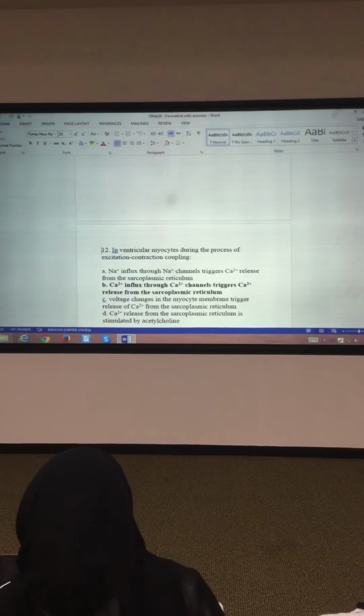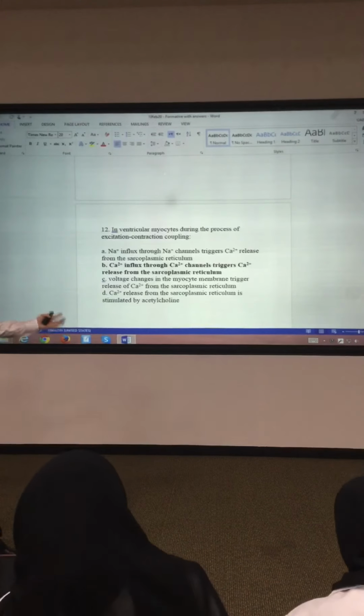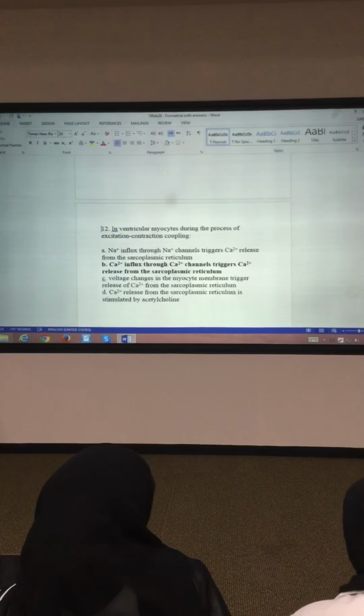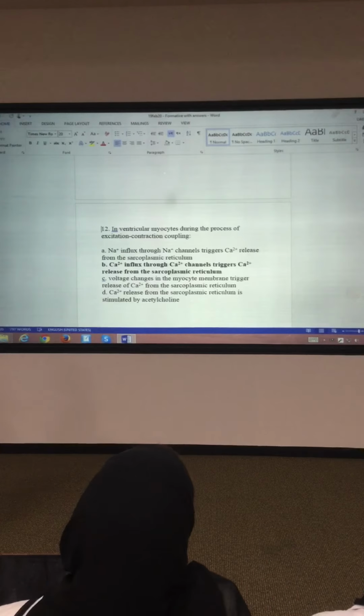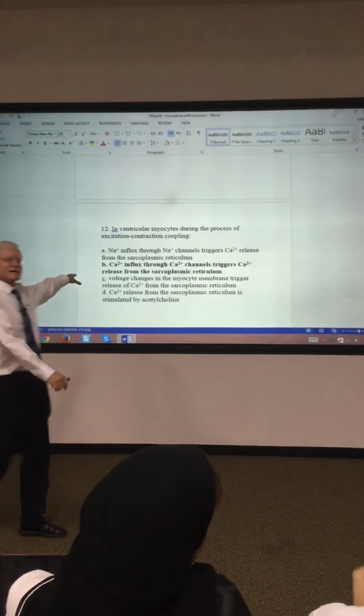A little bit wordy, this one. Roughly the same number of words in each answer, so you can't use numbers of words to hazard a guess. But I hope with all our chattering about excitation-contraction coupling, and calcium-induced calcium release and all this sort of stuff, you'll get the right answer, which is B.